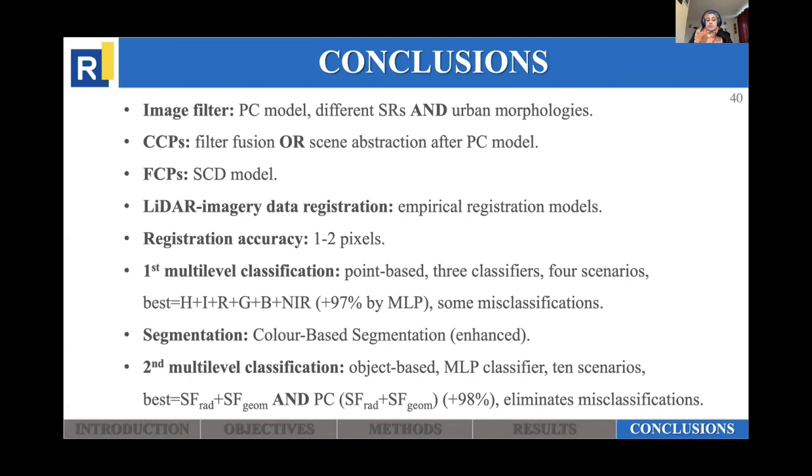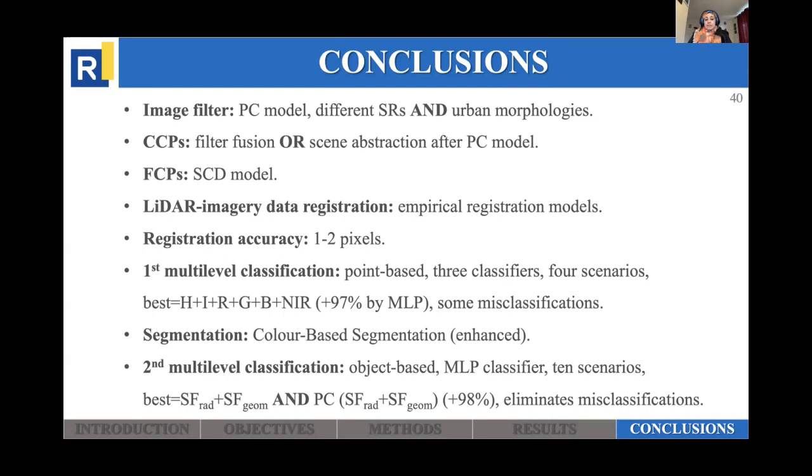The first multi-level classification is a point-based classification that tested 3 different classifiers and 4 different scenarios, and the best scenario is the one that includes height, single LiDAR intensity, RGB, and near-infrared, with an overall mapping accuracy that exceeded 97%. However, some misclassifications were reported.